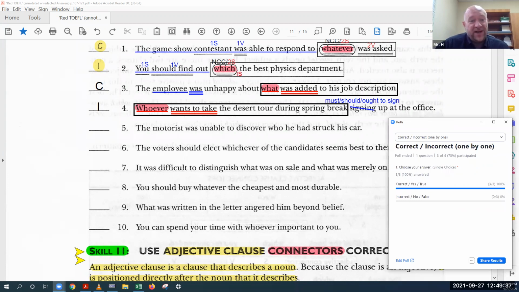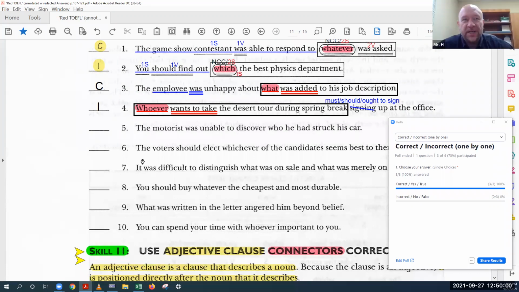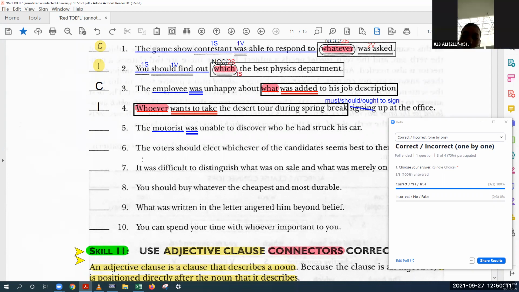Really? All right. Ali, I want you to do this one again. Do another one. Subjects and verbs. Find them. Harvey will do the next one. Okay. Go ahead. Motorist. Yeah, it is a subject. Then was unable to discover. Yeah, that's the verb. Who. Connector. Okay. Who is a connector? Is he just a connector?